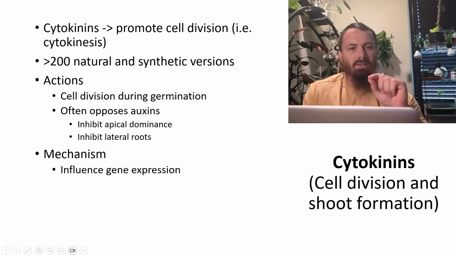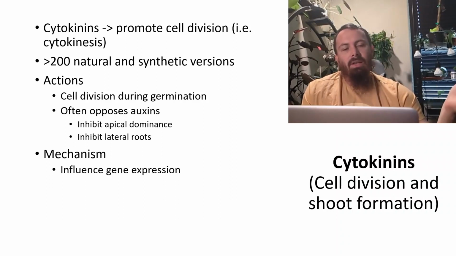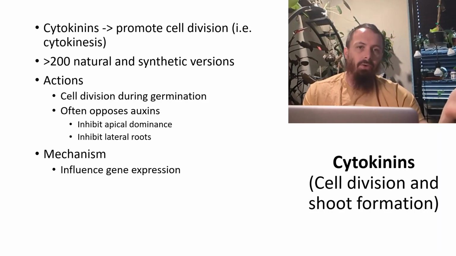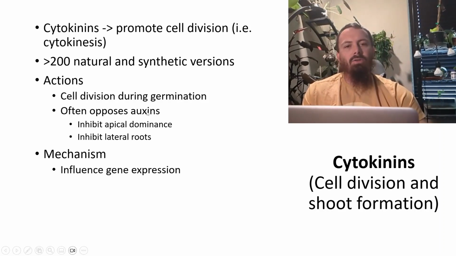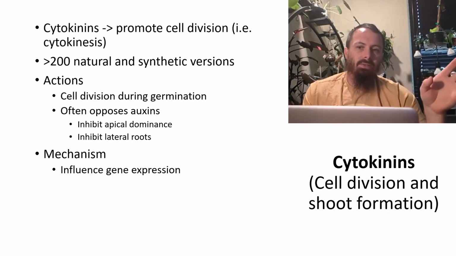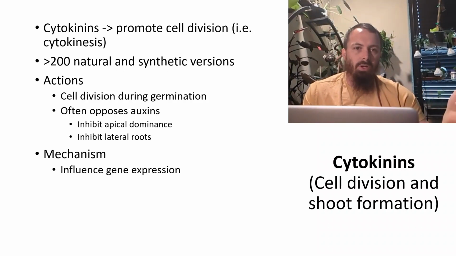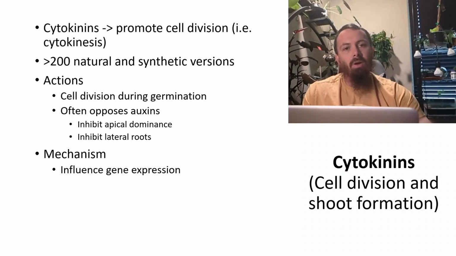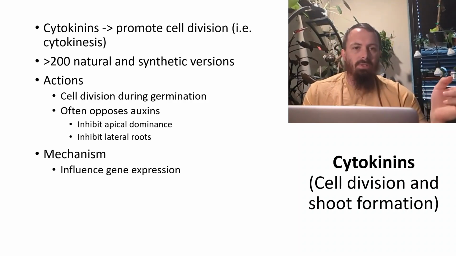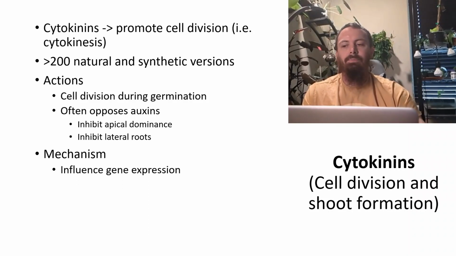They're really helpful during the germination process. So when the seed starts to germinate, it needs to grow very rapidly. To grow really rapidly, you have to have a lot of cell division occurring, and then therefore you need a lot of cytokinins around. Now, it also often opposes auxins. So cytokinins will start to act against apical dominance, and it'll also inhibit lateral roots. So auxin wants to produce rooting or promote rooting, and promote apical dominance, and cytokinins will do the opposite. And so the relative ratios of those will determine how the plant actually ends up operating.